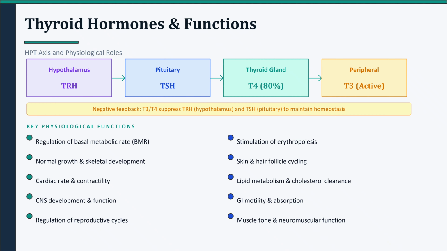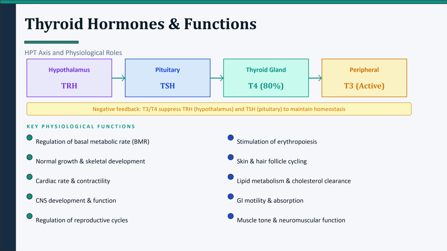And here is the elegant part: negative feedback. When T3 and T4 levels are adequate in the blood, they loop back and suppress both the hypothalamus and the pituitary to shut off TRH and TSH production. It's a beautifully self regulating system. Now, why does all of this matter? Because look at the list of physiological functions that thyroid hormones regulate.